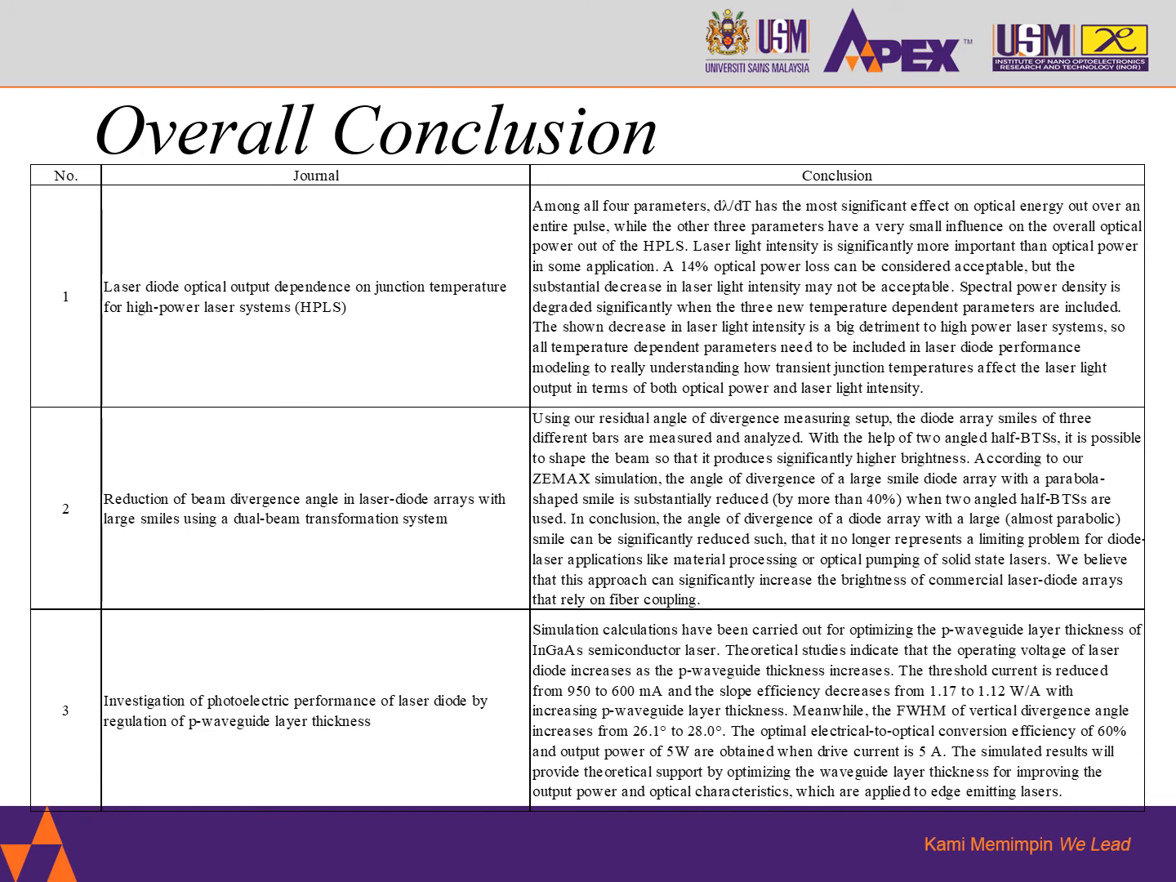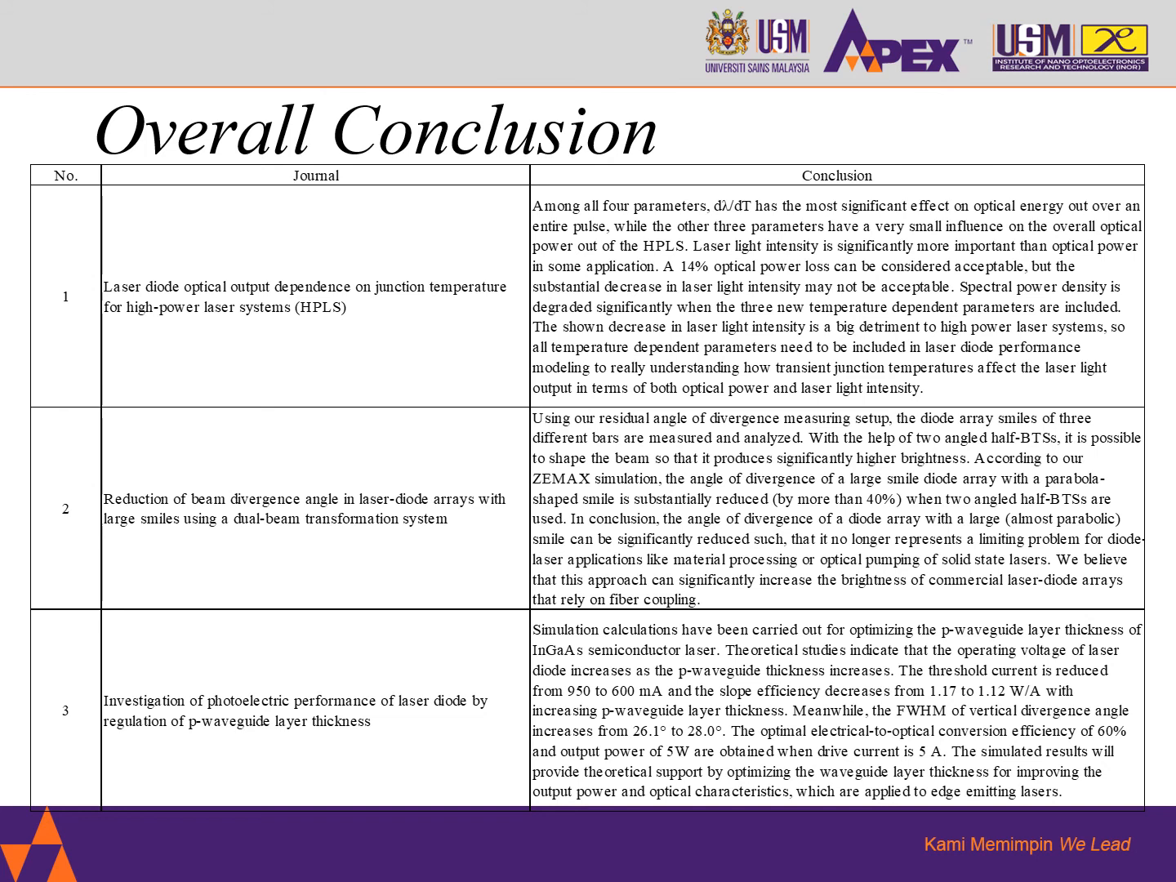The second journal is talking about reducing the angle of divergence. Again, simulation and experiment have been set up and compared with a very large laser diode bar. With the help of half BTS, it's possible to shape the beam to achieve a smaller angle of divergence and increase the brightness, or light intensity. According to GMAX simulation, the angle of divergence can be reduced by more than 40%.